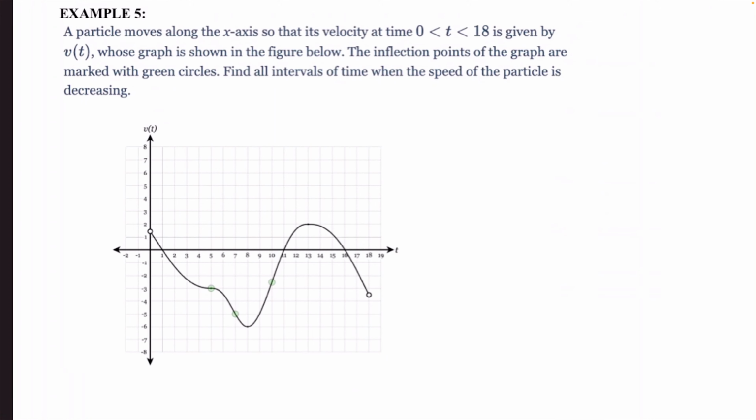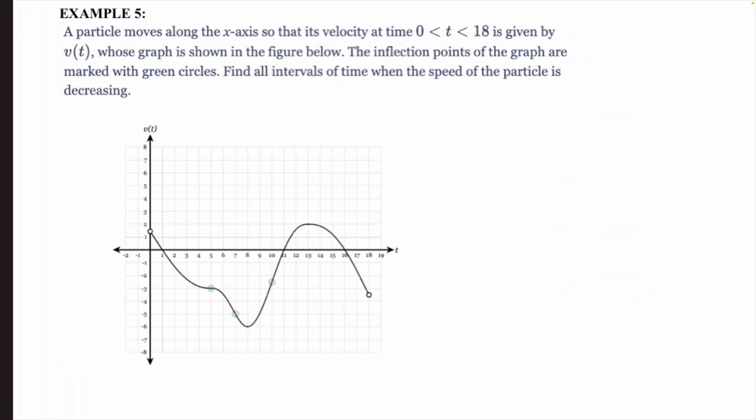They don't really help us with the question. Inflections are when it's zero, right? So the first thing to do is always identify two things: what they've given you and what we need to find. So what have they given us and what do we need to find? A particle moves along the x-axis so that the velocity, for time from 0 to 18, is given by v of t, whose graph is shown in the picture below.